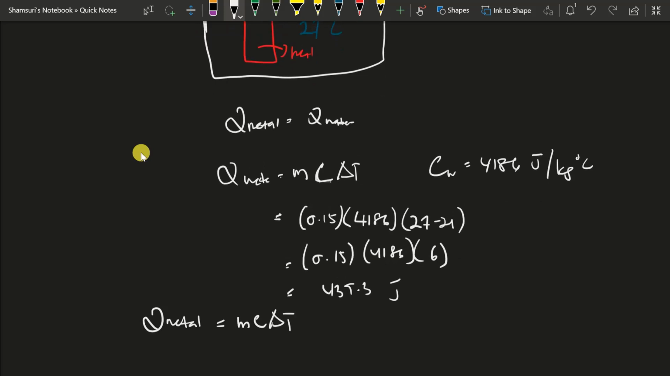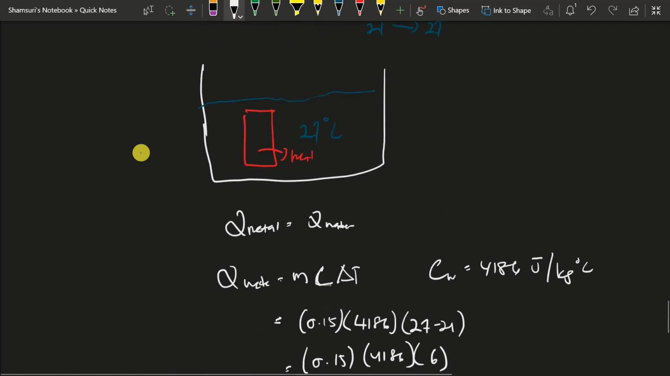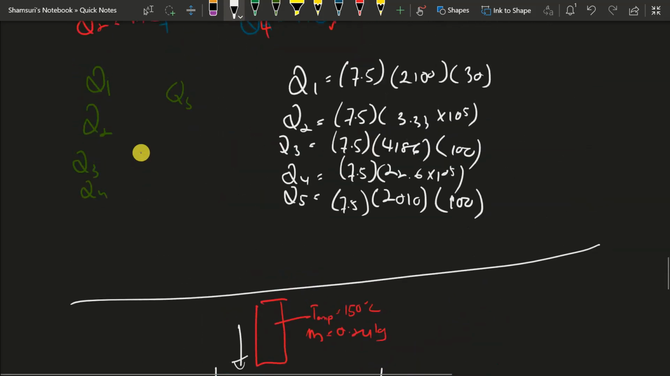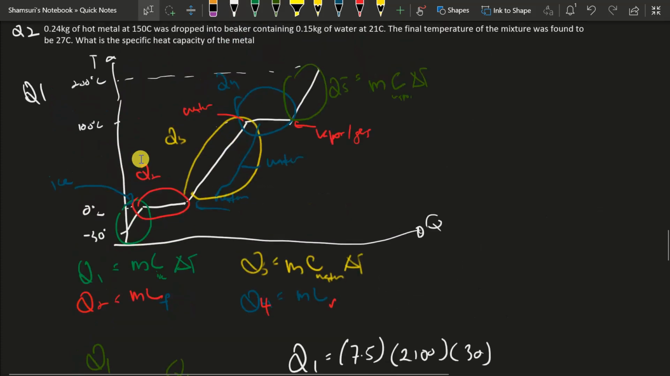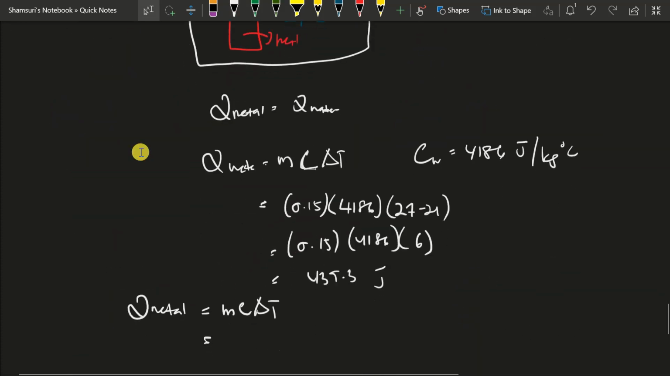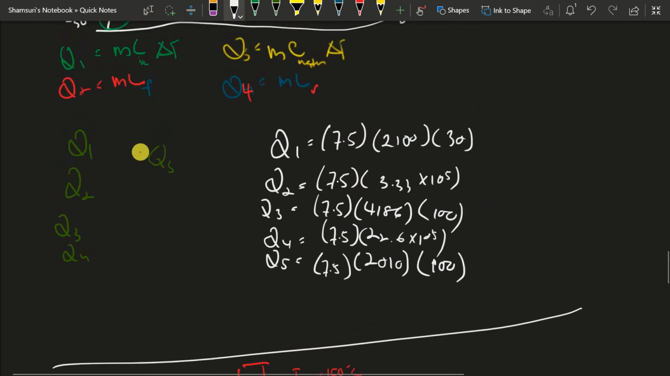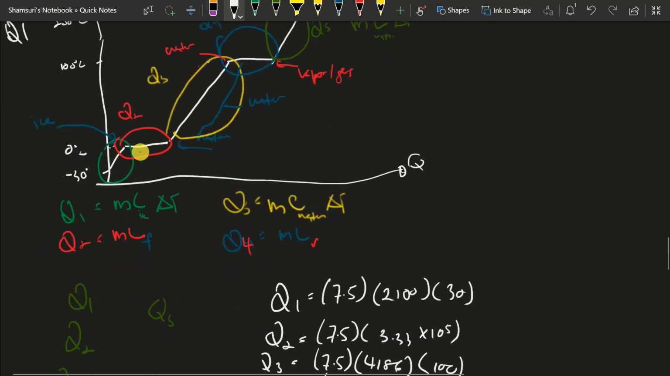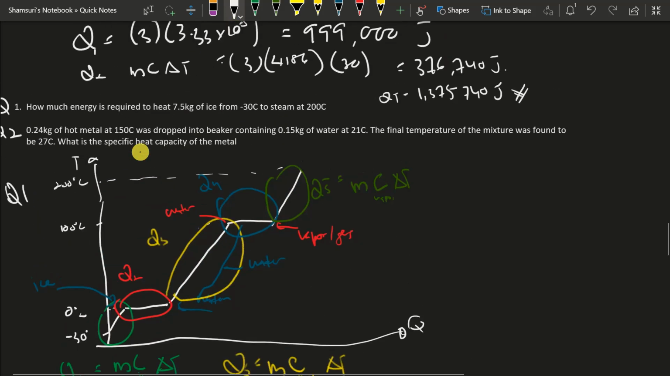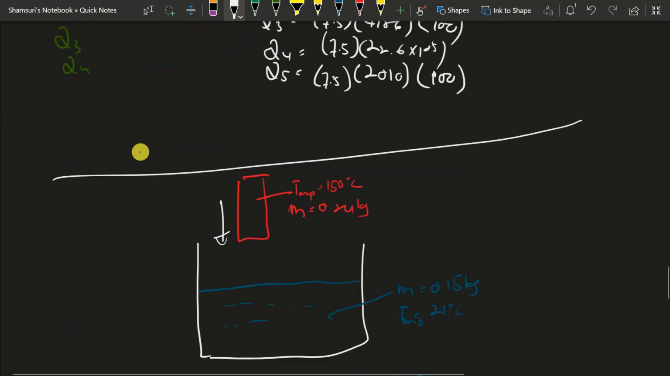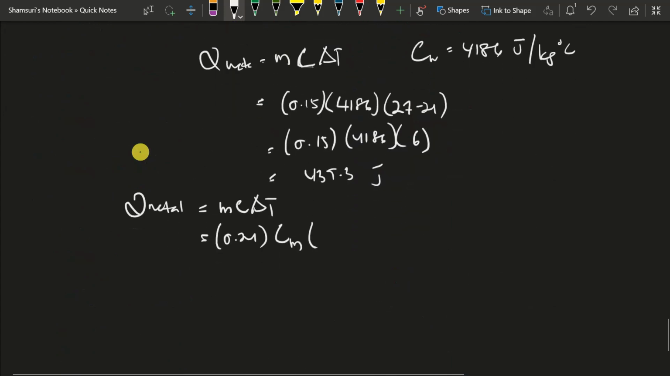We want to find the C. The mass of the metal given to us is 0.24 kilo. And the C we have to find is the C of the metal. And delta T is the temperature change from initially 150 degrees becoming 27 degrees, so it's 27 minus 150.